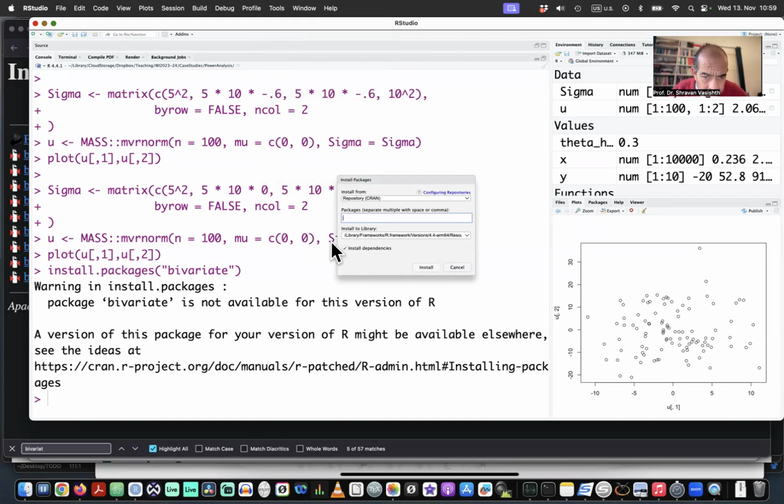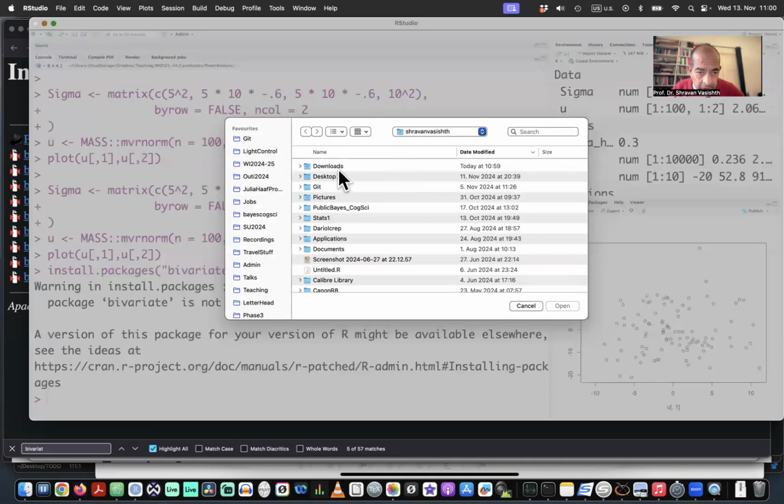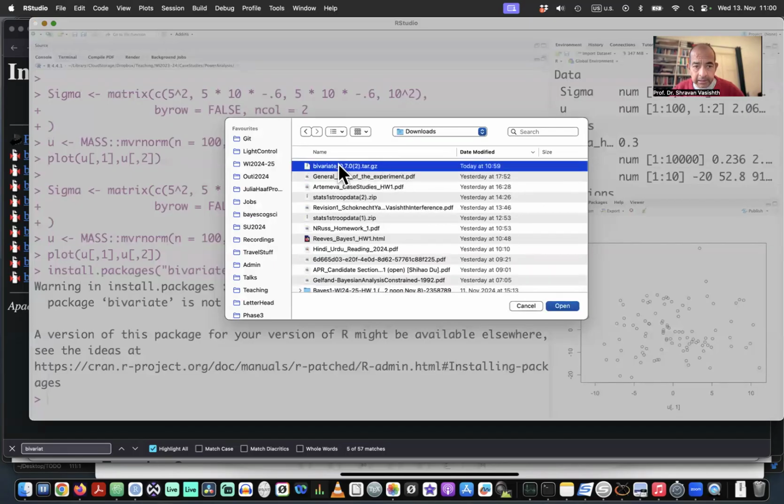It might be possible to install this package from the downloaded version, right? So install from repository. Yeah, here, see that? It says instead of installing the package from the repository, install it from the package archive file, which will be a tar gz file. Okay, so let's do that. So I go to my downloads folder, and here is my package which I just downloaded. So if I were to now click open, it'll probably try to install this package for me.